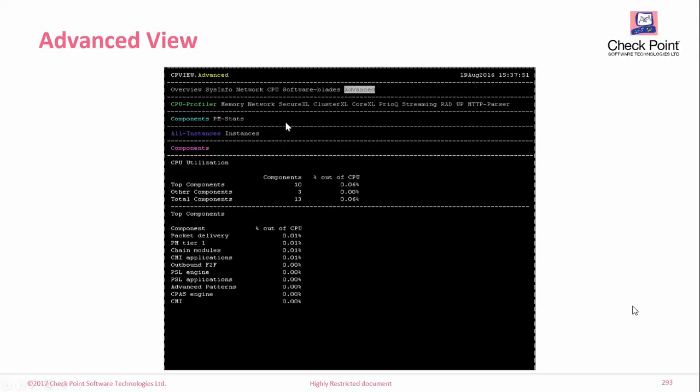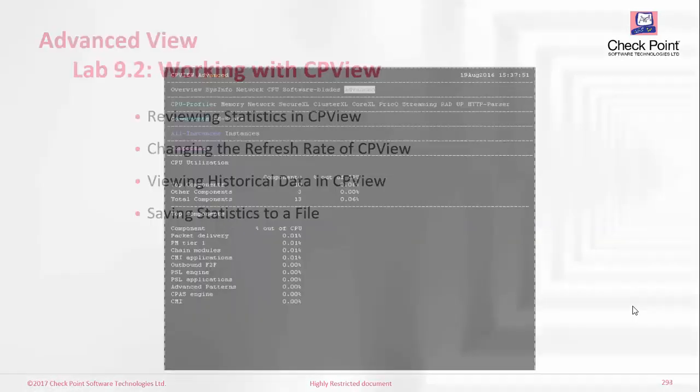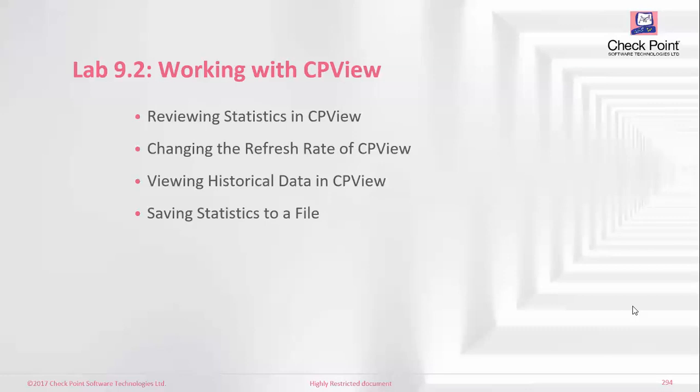Then again, under this there's menus, then there's sub-menus and sub-menus underneath all of that. So okay, chapter 9.2 is working with CPView.